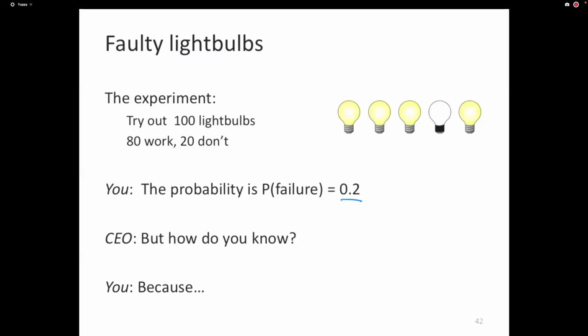Why not 0.21? Or why not 0.205? How do you know that you need to divide 20 by 100? Why is that the right thing to do? Why not 21 divided by, or why not 20 divided by 80? Because we know all the data. We don't know all the data. We only have done 100 experiments.